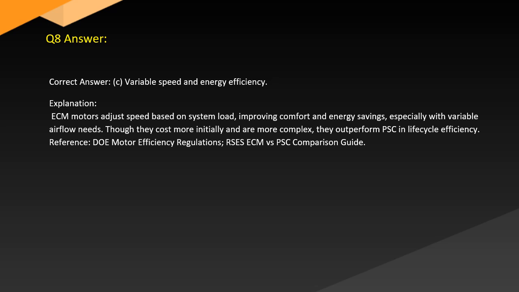Answer. Correct answer: C. Variable speed and energy efficiency. Explanation: ECM motors adjust speed based on system load, improving comfort and energy savings, especially with variable airflow needs. Though they cost more initially and are more complex, they outperform PSC in life cycle efficiency. Reference: motor efficiency regulations, the ECM versus PSC comparison guide.